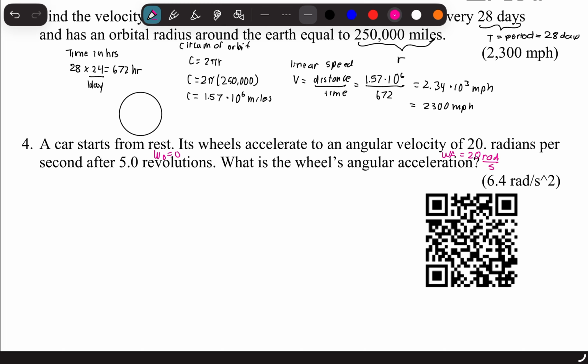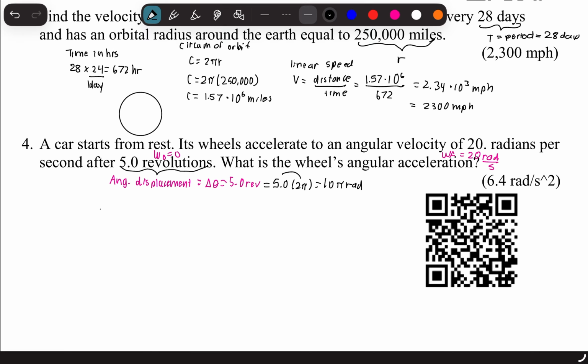And we know that the angular displacement, which is equal to delta theta, is going to be equal to 5.0 revs. We can convert this: 5.0 revs is equal to 5.0 times 2 pi, so that's actually equal to 10 pi radians. Now, we have to use the right kinematics equation that uses all these things that we have. So what do we have? We have angular velocity, we have angular displacement, and we need to find the angular acceleration.